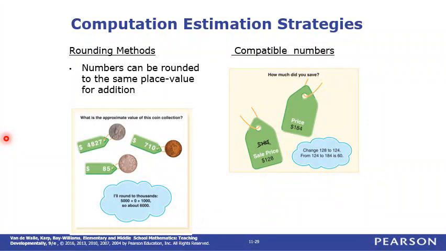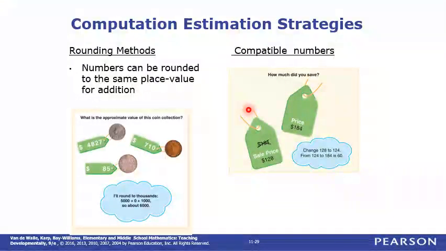So in the rounding method, numbers can be rounded to the same place value for addition, as we said. For example, what is the approximate value of this coin collection? 4,827 is really close to 5,000. 710 is really close to 1,000. And in the grand scheme of things, 85 is pretty close to 0. So if we're rounding to the thousands, 5,000 plus 0 plus 1,000 is about 6,000.